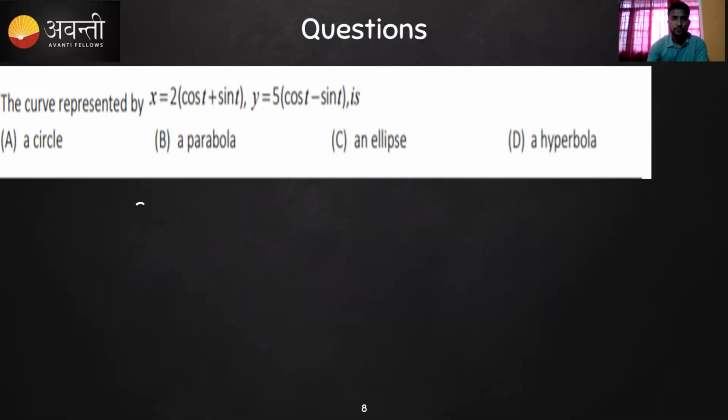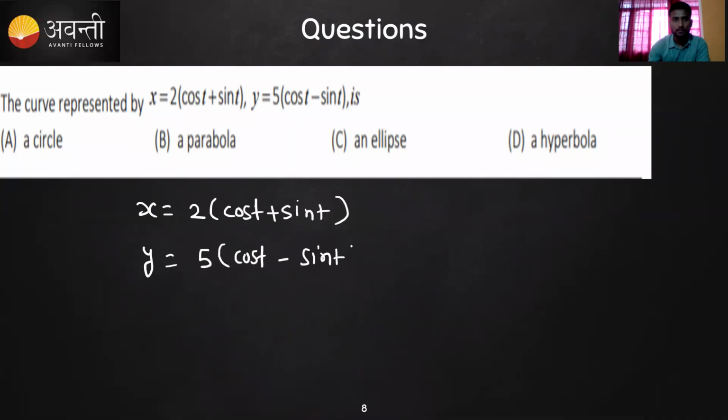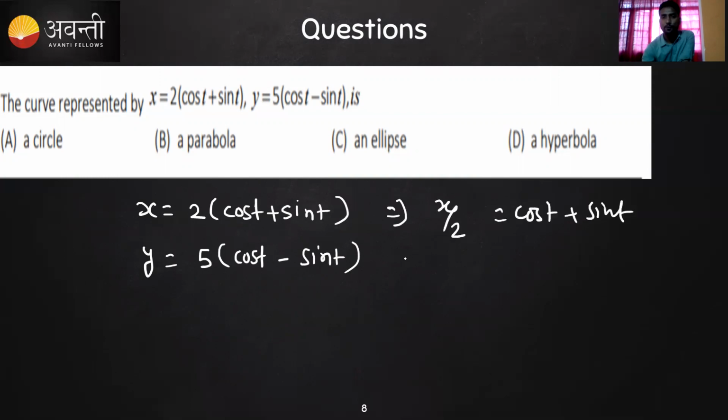Okay, so you can see we have first x is equal to 2 cos t plus sin t, right? And the second one, y is equal to 5 times cos t minus sin t. So here you can see x, y, and t. So t is the parameter here. Okay, so we have to just simply remove this t part. So how can we do that? From here we can write x by 2 is equal to cos t plus sin t, and y divided by 5 is equal to cos t minus sin t.